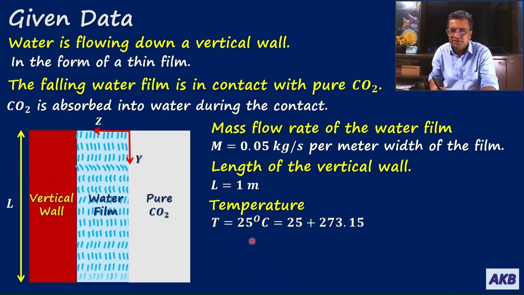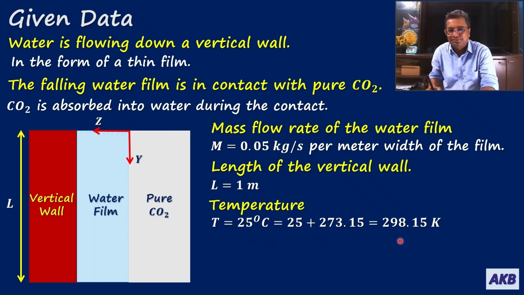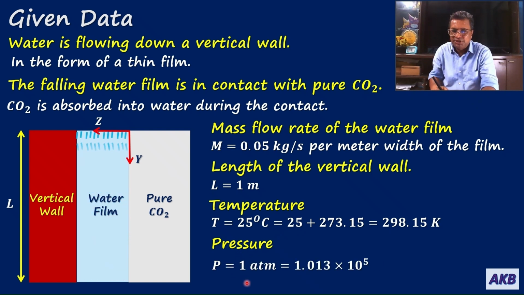Then temperature is given as 25 degrees Celsius, that is 25 plus 273.15, which is 298.15 Kelvin. Even though we don't need it in our calculation, we are listing it. Then pressure is also given to us. Pressure is 1 atmosphere, that is 1.013 into 10 to the power 5 Newton per meter square.